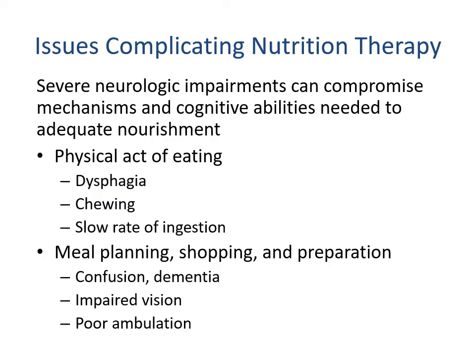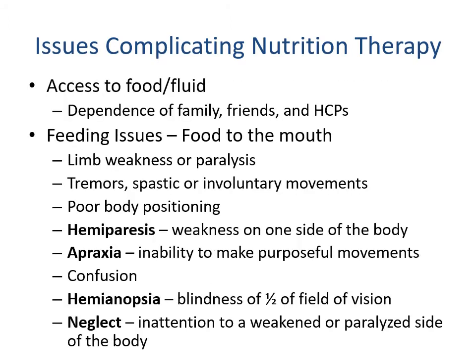So, issues that can complicate nutrition therapy. Severe neurological impairments can compromise mechanisms and cognitive abilities needed for adequate nourishment. This can affect things like the physical act of eating, so problems swallowing, problems chewing, or a slower rate of intake. It can also affect things like meal planning, shopping, and preparation due to confusion and dementia, poor vision, and poor ambulation or walking. Patients may also have limited access to food or fluid.